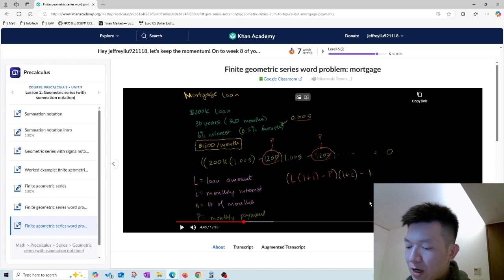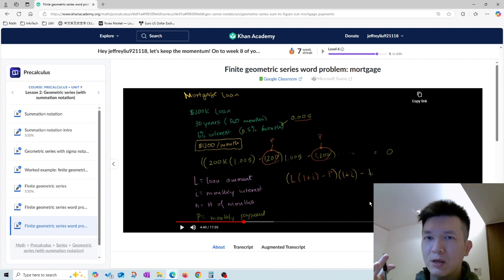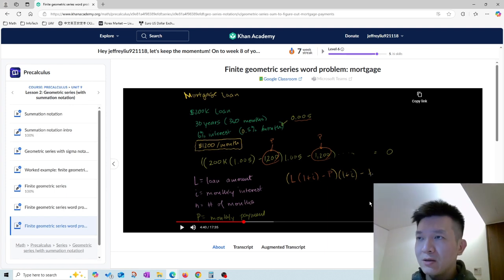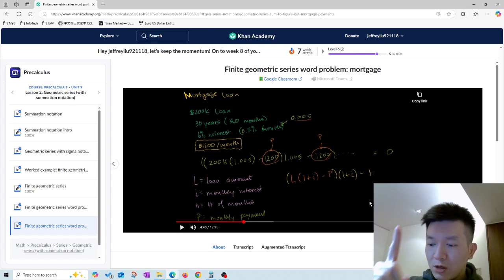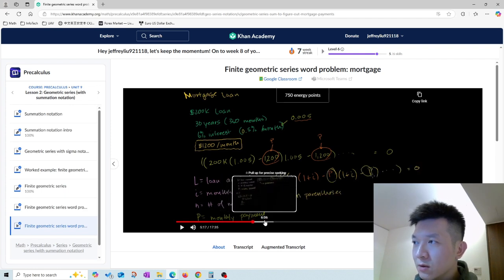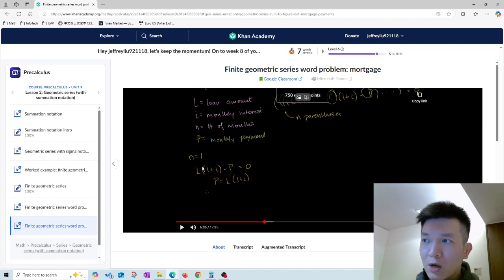Now what if you just pay it once and you paid it off the next month? Then your n will be just one term, so n equals 1. When n equals 1, that equals 200,000 times 1.005 minus P equals 0, because you paid it off in your first term.